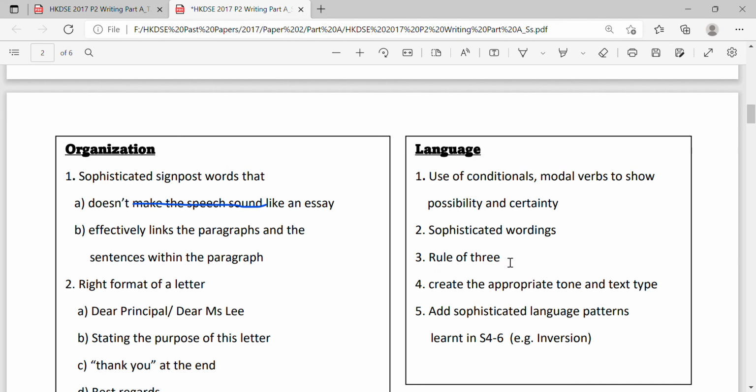Rule of 3. I looked at both sample writings. I didn't see students using it, but do remember, rule of 3 can be used even in a formal writing. You do not need to use it too many times when it's a formal writing. You can use it once. If it's an informal writing, you can use it maybe maximum 3 times. Don't overuse it, otherwise it sounds really unnatural, okay? Number 4, appropriate tone and text type.